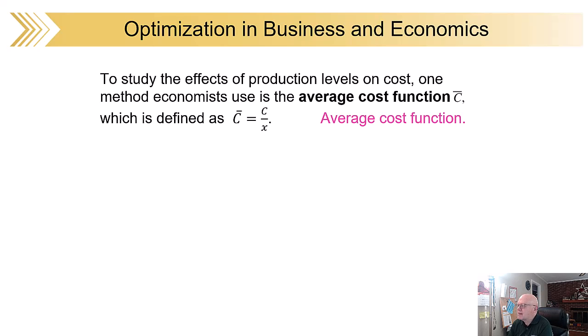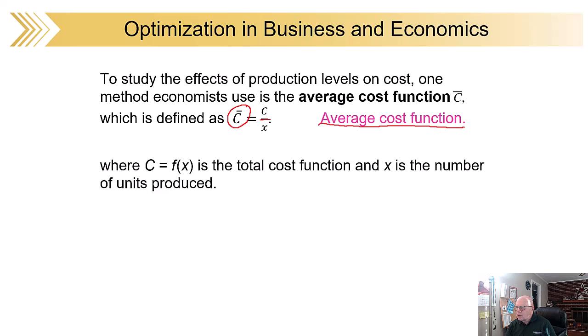Now we're going to take a look at something a little bit different. I've mentioned this several times, the average cost function. Something very similar can be done for average revenue or average profit per item. This is the symbol for average cost. You have that bar across the top of the C, and that just means you take the C for the total cost function, divide it by the number of items, which will be x, and you've got your average cost function. So C is the total cost function, x is the number of units produced.